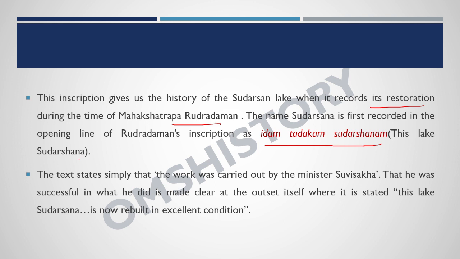That is, this Lake Sudarshan. So, you get this name for the first time right here. The text also states that the work was carried out by the minister Suvisakh. That he was successful in what he did is made clear at the outset itself, where it is stated that this Lake Sudarshan is now rebuilt in excellent condition. So, the name of the minister who oversaw this whole work was also given.